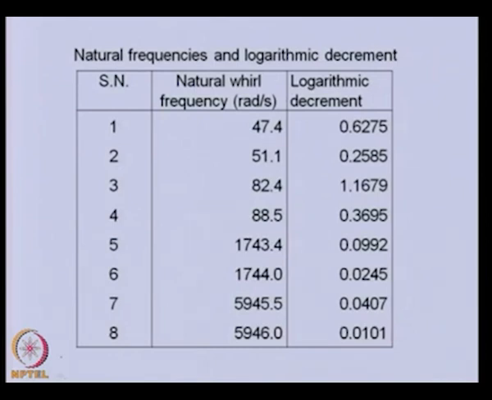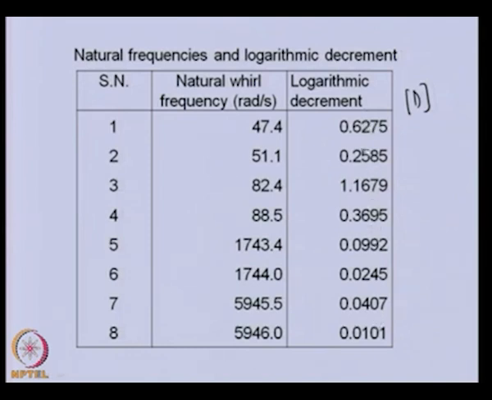Now, this is the natural frequency and logarithmic decrement which we have obtained. Basically we have solved the D matrix, because we know the D matrix completely: the mass, stiffness and damping matrices. We have obtained the eigenvalues and eigenvectors of that, and using the imaginary part we got the natural whirl frequencies of the system, and from the real part and the imaginary part, by the definition of the logarithmic decrement, we could get this.